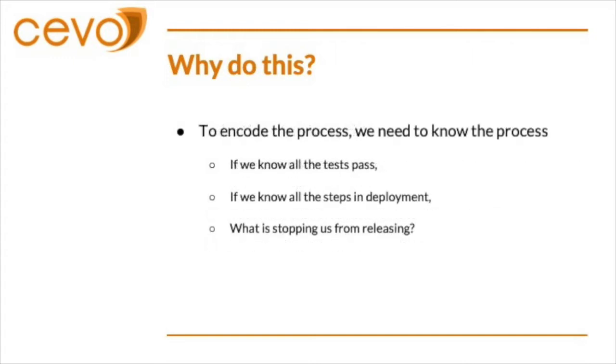This is the one I love the most, though. To encode the process, we need to know the process. So this is actually the challenge. This is the hard part, because you can sit down and go, we want to get from A to F, but what are the steps along the path? Do we actually know all the steps that we do? Do we clear the cache before we run this deployment or after that deployment? At what phase do we remove the node from the load balancer to be able to add this in? What happens if this process is still running at the same time?